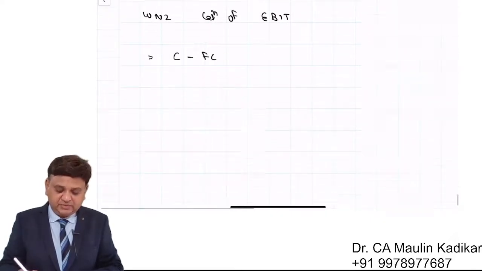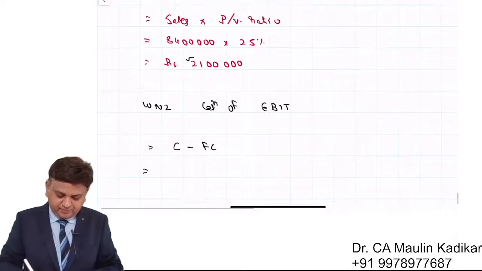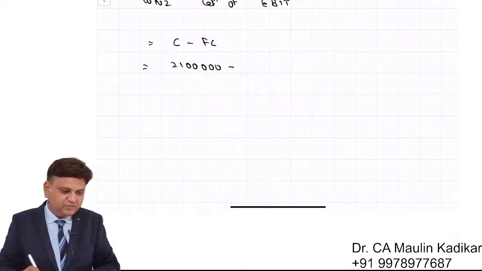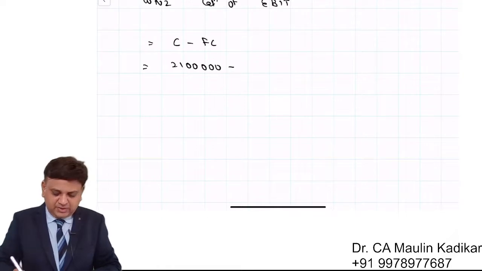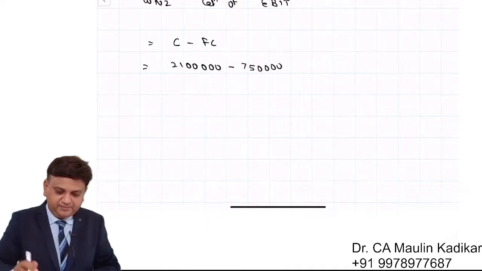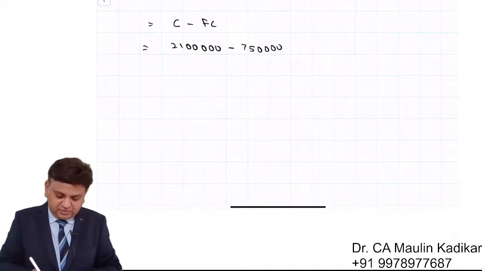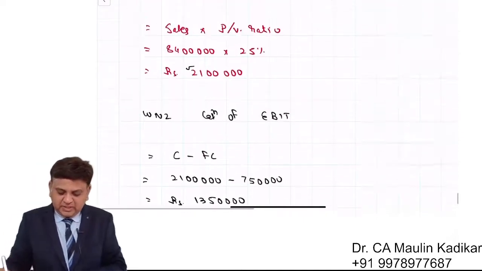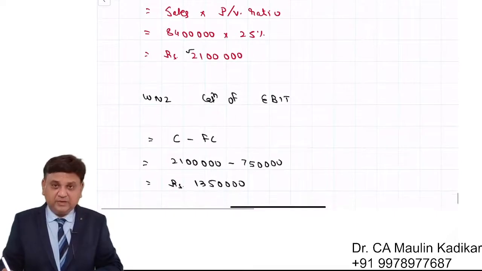It is contribution minus fixed cost. Amount of contribution is 21 lakhs. Amount of the fixed cost is 7,50,000 excluding interest. So that must be the operational fixed cost. So 21 minus 7.5, that is 13,50,000. So taking these 2 things into account, we'll make the calculation of DOL.